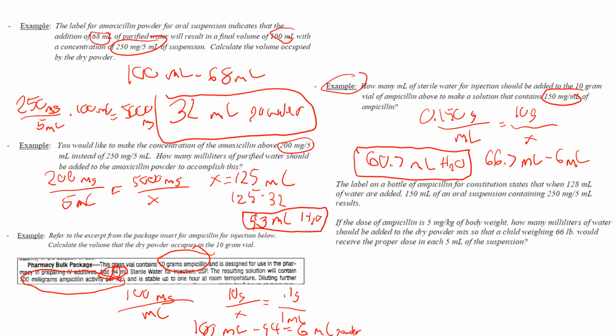So for this next one, it's kind of like a multi-part problem. The label on a bottle of ampicillin states that when 128 milliliters of water is added to 150 milliliters of an oral suspension, once 128 milliliters are added, we make a suspension that is 150 milliliters, 250 milligrams per 5 milliliters. And then the dose of ampicillin down here is 5 milligrams per kilogram of body weight. How many milliliters of water should be added to mix the dry powder so the child weighing 66 pounds would receive the proper dose in each 5 milliliter suspension? Whoa, a lot going on there.